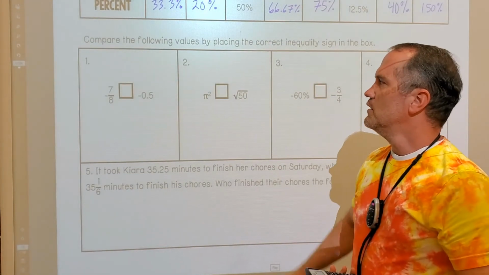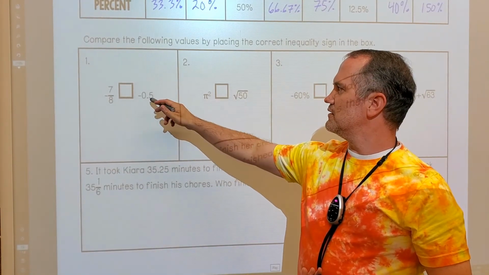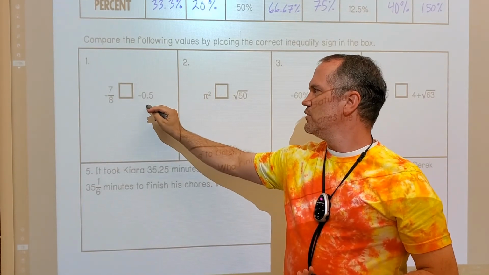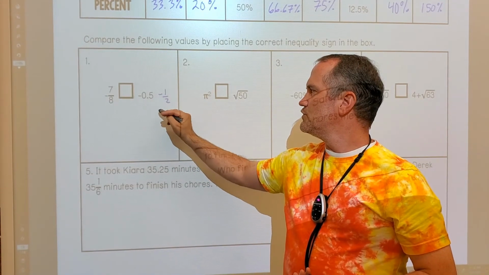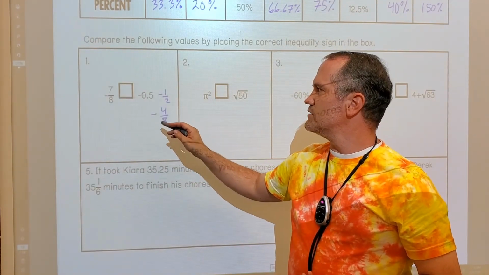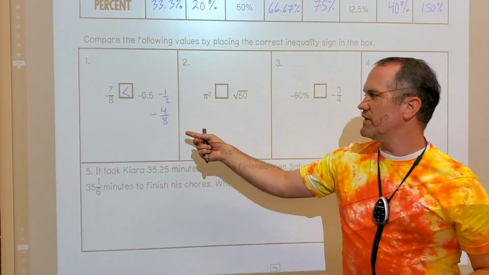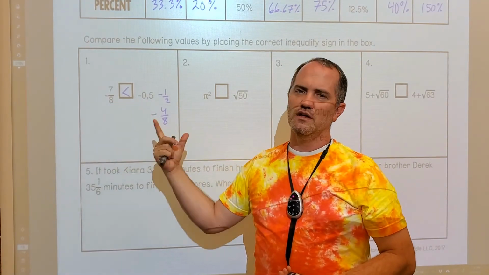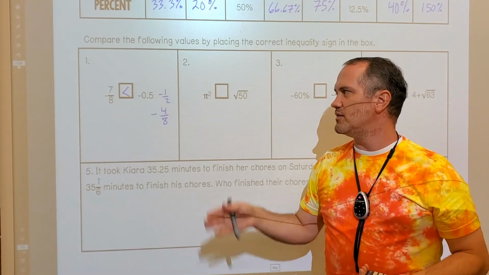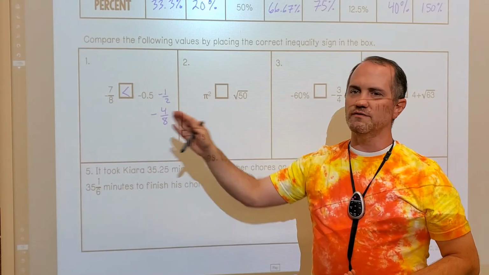So -7/8 and then -0.5. I can convert that to a decimal if I want. I could also just say this is -1/2, which would be -4/8, and then it makes it easier to compare. So -7/8, -4/8, well, -7/8 is going to be less than that. Even though 7/8 is bigger than 4/8, remember, because it's negative, it's the opposite of that. Think about a number line, visualize, oh yeah, 7 is further away than 4.